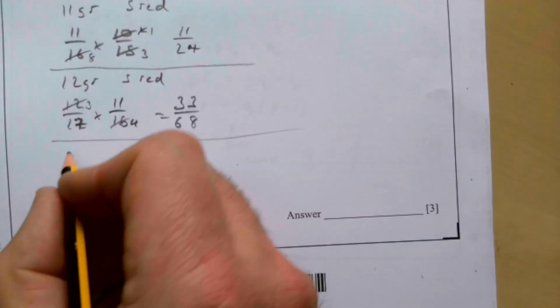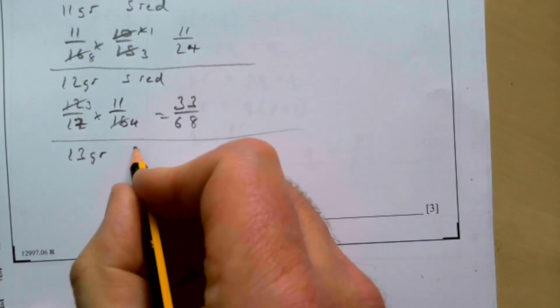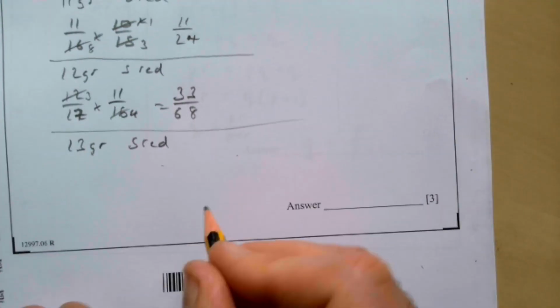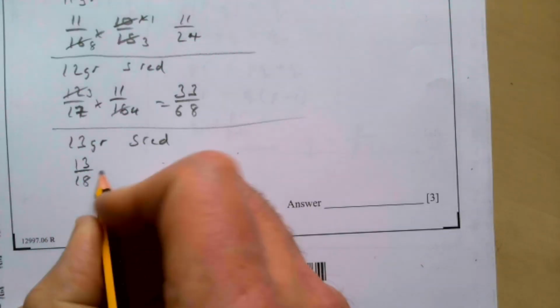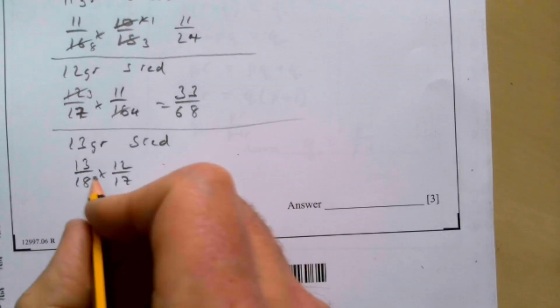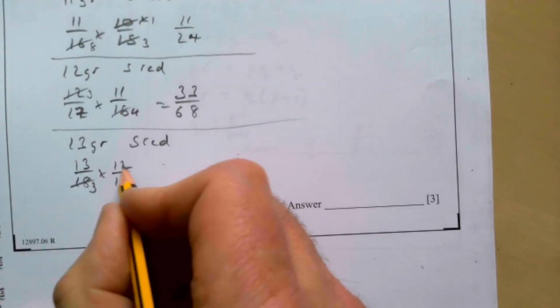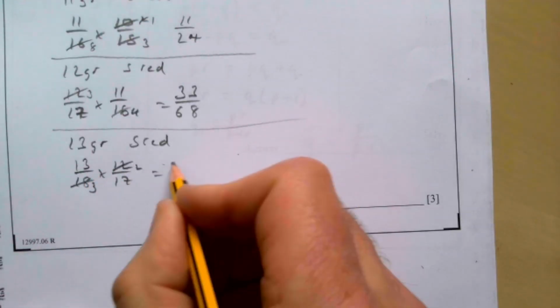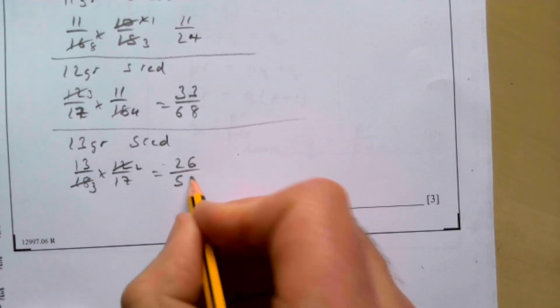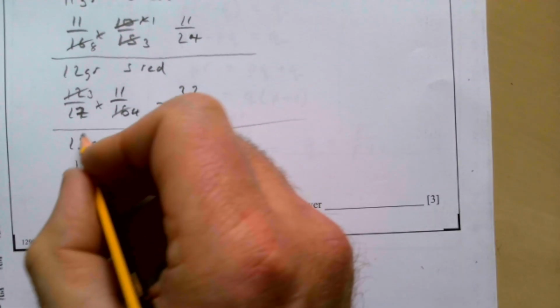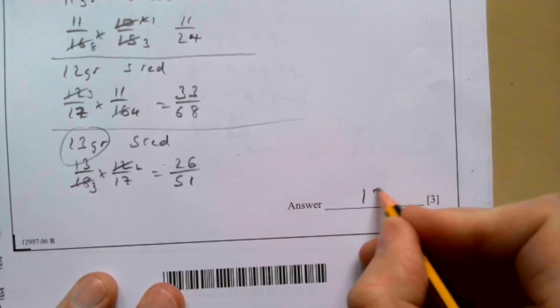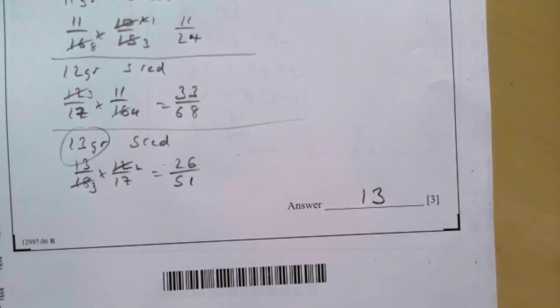So let's try for 13 green and 5 red. Don't want to get too much longer here. So 13 and 5 is 18. So it's 13 over 18 multiplied by 12 over 17. So they both cancel, giving me a 3 and a 2. And that gives me 26 over 51. And we're there. So my answer is that 13 is how many we need. And so we end up with that.